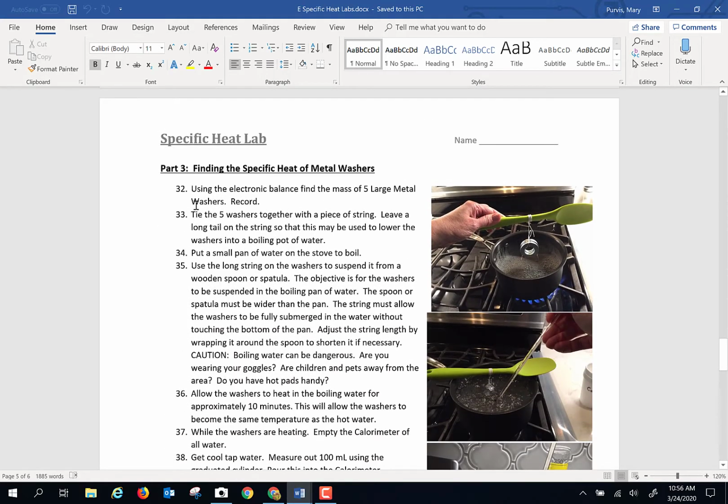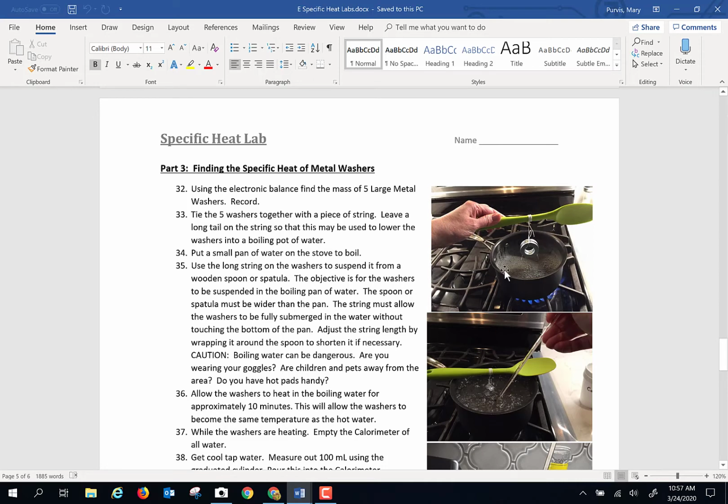Part 3 gets different. You're going to heat some pieces of metal, and how are you going to heat them? You're going to tie a string around 5 metal washers. You're going to need their mass ahead of time prior to adding the string to them. How you're going to heat them is tie a string to them, leave a long tail on that string, and attach it to some sort of a long wooden spoon or a spatula that is wider than your cooking pot.